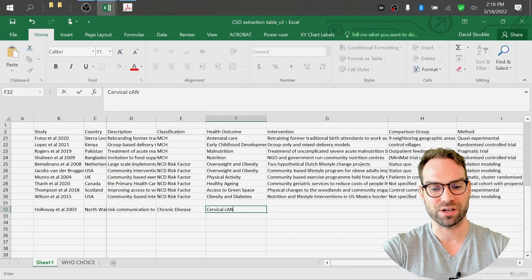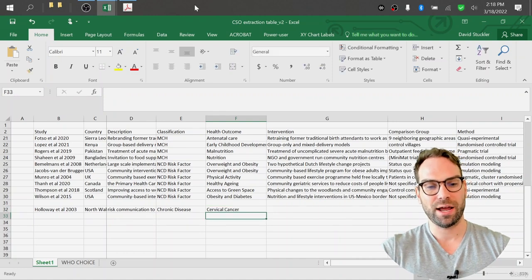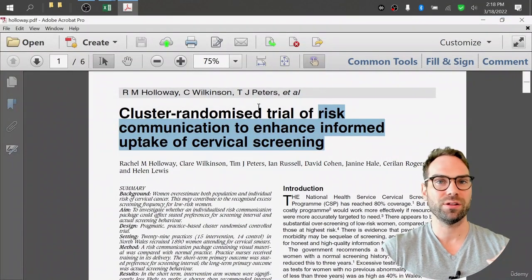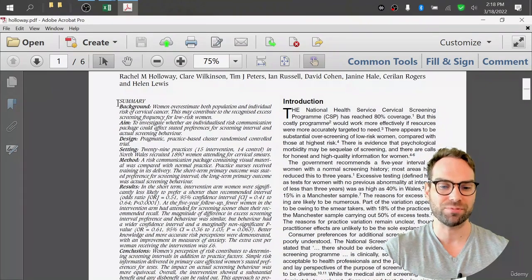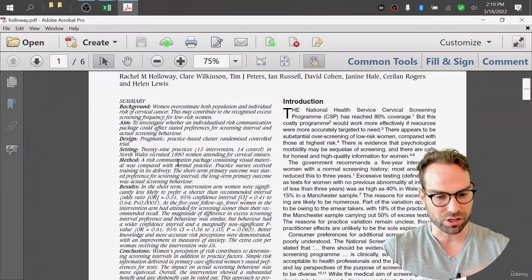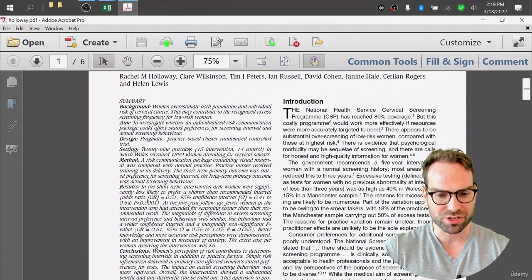Let's go now and look at the intervention. And here you want to look at the abstract and the methods to really get clarity on what's going on. Here there's a structured abstract. You see how it's structured in these components, which makes it easy for you. So let's take a look. Here we go. They recruited 29 practices, and it was a risk communication practice containing visual material with nurse training. Okay, and here's the outcomes, preferences. So let's say a risk communication package.